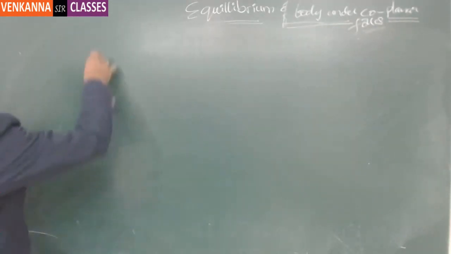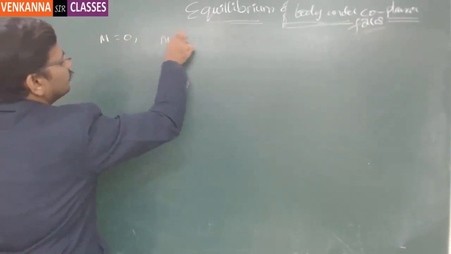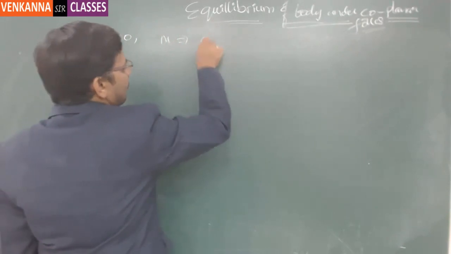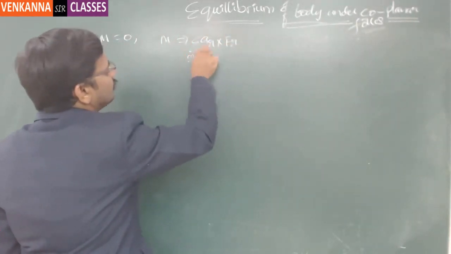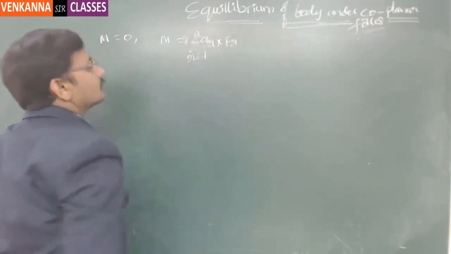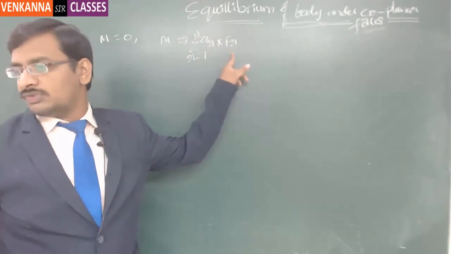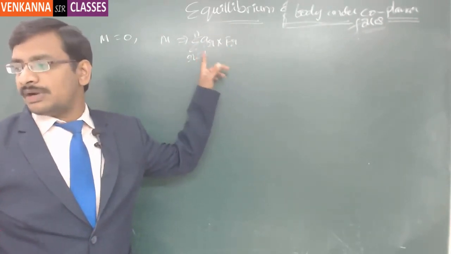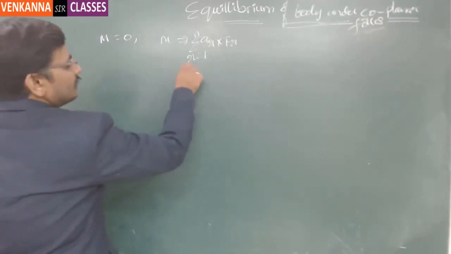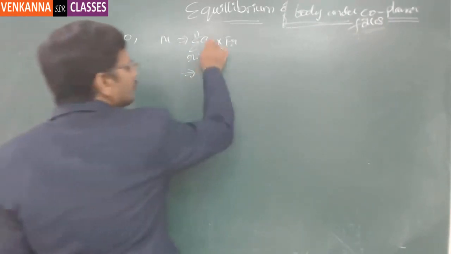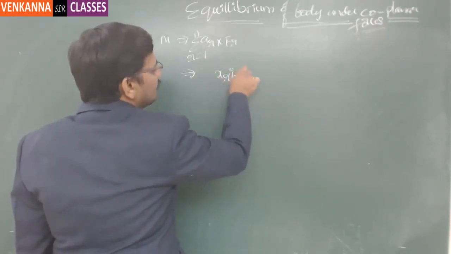Now, for M to be equal to 0, M we have defined as the sum of a_r cross F_r, r equal to 1 to n. So this is the moment, right? This is the position vector and this is the force vector. Now the cross product has to vanish to 0. So this one we will write in terms of the x component and y component. So a_r can be treated as x_r into i plus y_r into j.